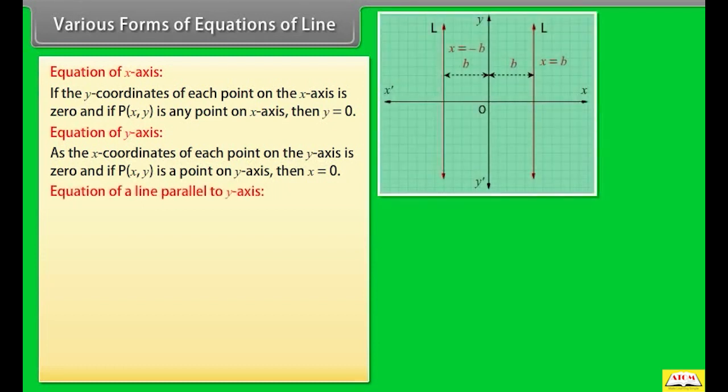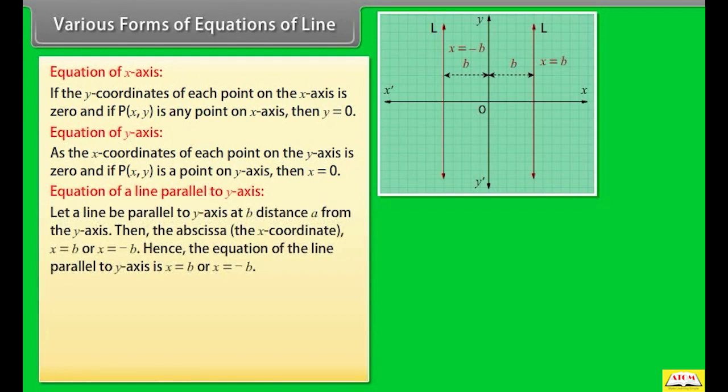Equation of a line parallel to y-axis. Let a line be parallel to y-axis at a distance b from the y-axis. Then the abscissa, the x-coordinate, x is equal to b or x is equal to minus b. Hence, the equation of the line parallel to y-axis is x is equal to b or x is equal to minus b.